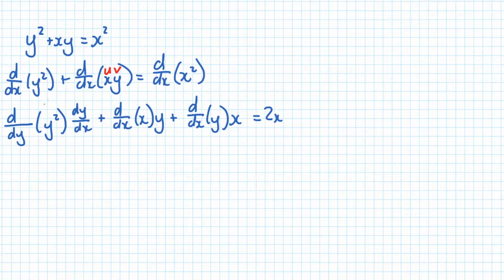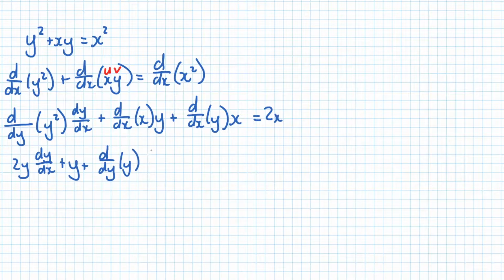Alright, now we can just clean this up a little bit. The derivative of y squared with respect to y is going to be 2y times dy by dx. The derivative of x with respect to x is 1. 1 times y is y. Plus, we have to use the chain rule here again. So we have to find the derivative of y with respect to y, and then we'll times that by dy by dx, and then multiply that by our x term on the right there, and that's all going to equal 2x.